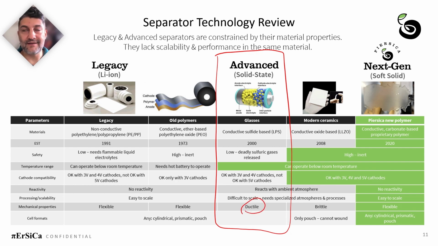It is ductile, which means that it can be pressed and forms very good interfaces. So this is the issue with this material. And companies like Toyota, companies like Solid Power have focused on this material. But these are the issues with this material.